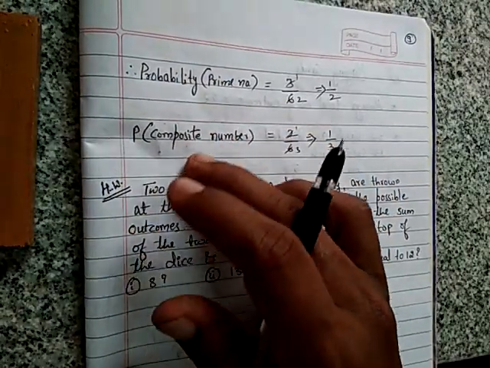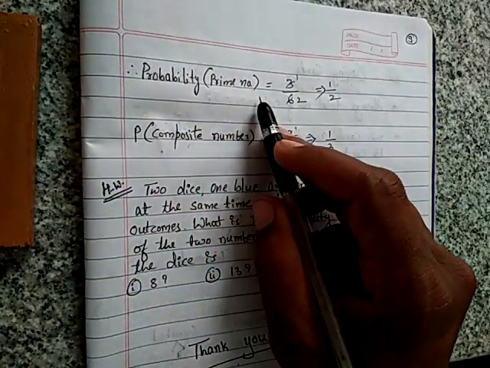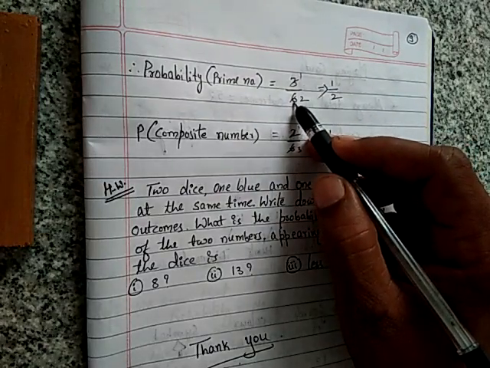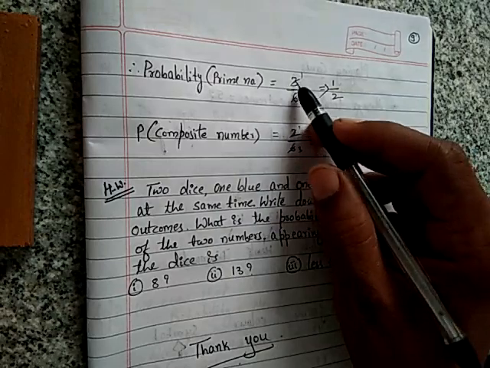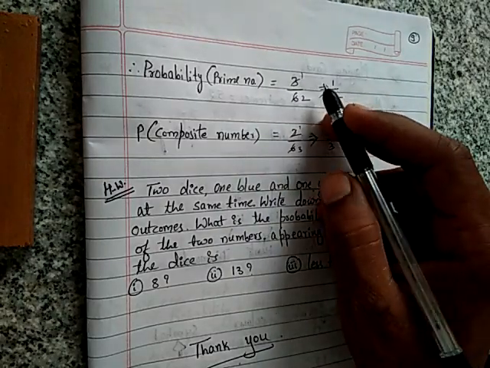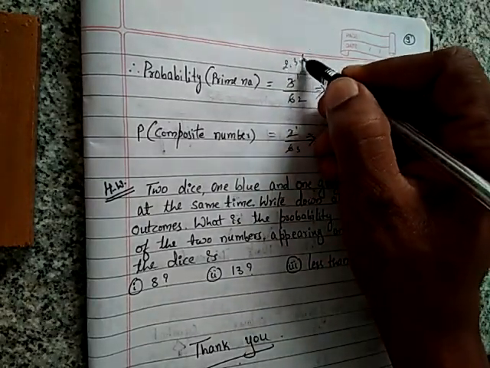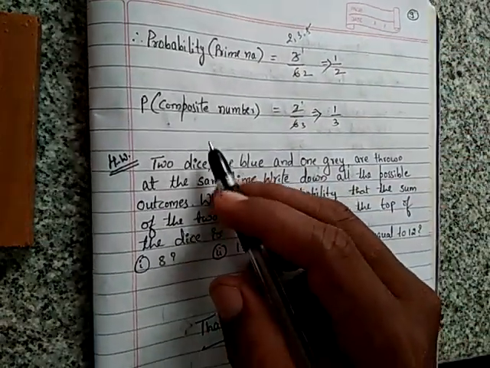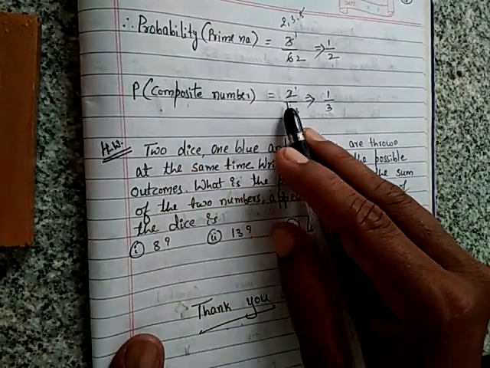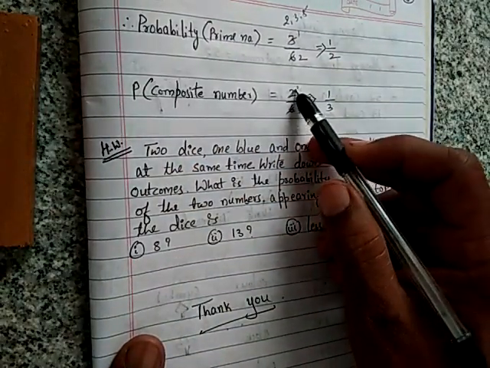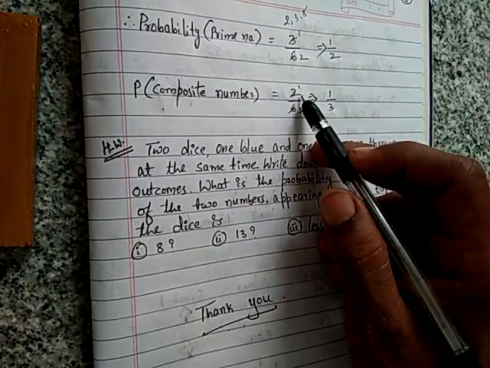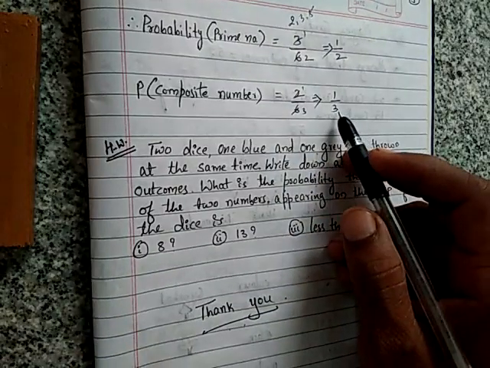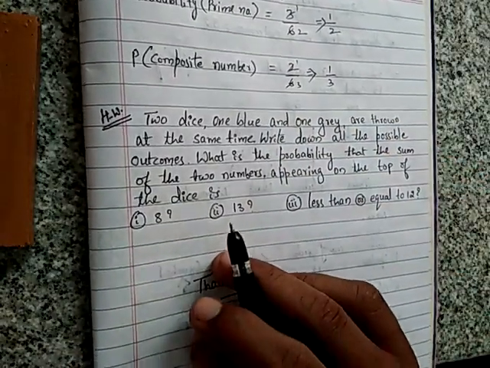So my dear students, the probability of a prime number is equal to 3 by 6, because the total number of outcomes is 6, which goes in the denominator, and the favorable outcomes are 3: 2, 3, 5 are the prime numbers. So 3 by 6 is 1 by 2. Similarly, the probability of a composite number is 2 by 6, because only 2 composite numbers are there, that is 4 and 6. So 2 by 6 is 1 by 3. This is very important.